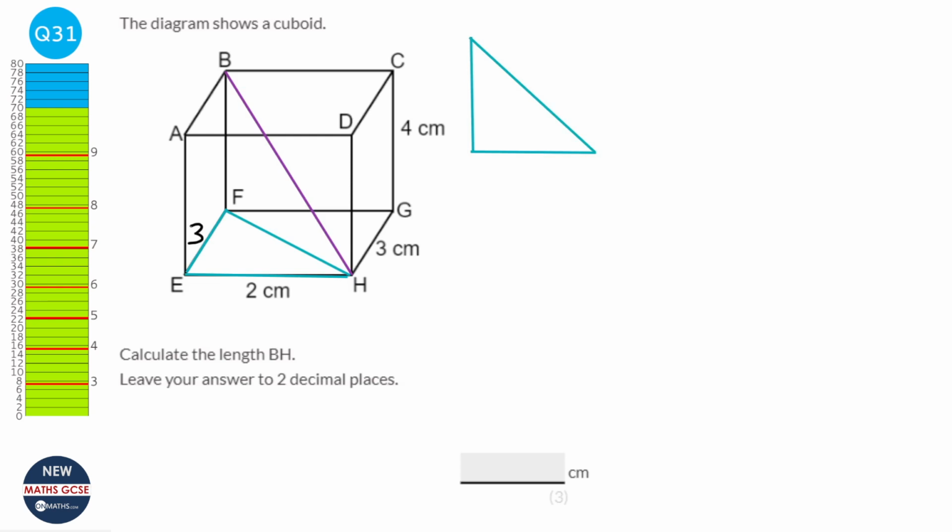And we've got EF is 3, EH is 2, and let's look for FH. Okay, so FH will be the one we're looking for. Now, it's a right angled triangle. You've got 2 lengths, you're looking for the third length. It's definitely going to be Pythagoras. So it's going to be FH squared equals EH squared plus EF squared. Let's get our little tram lines in.